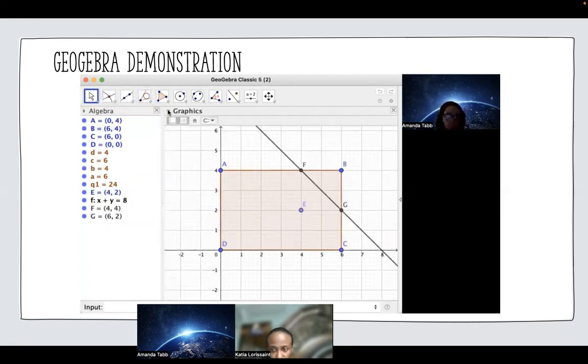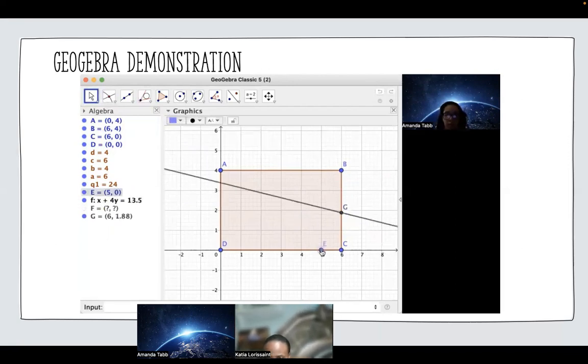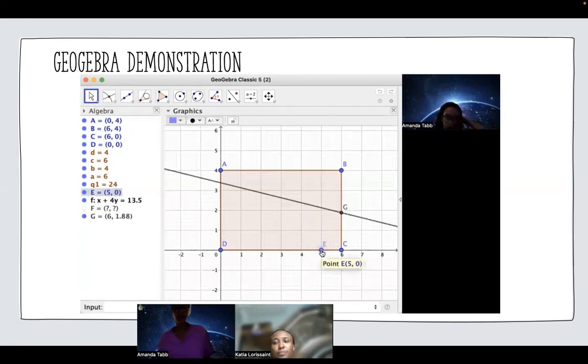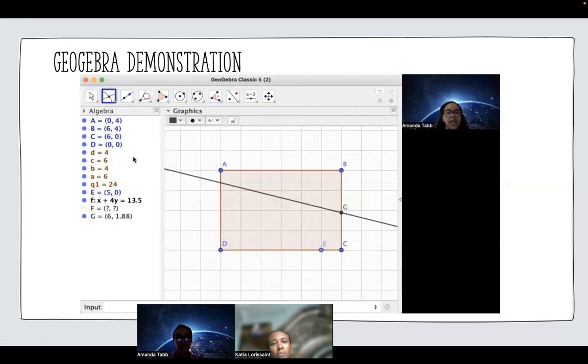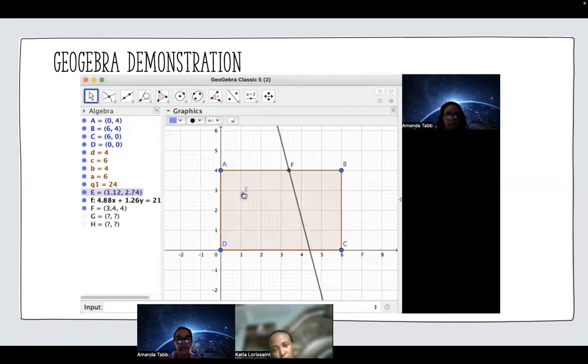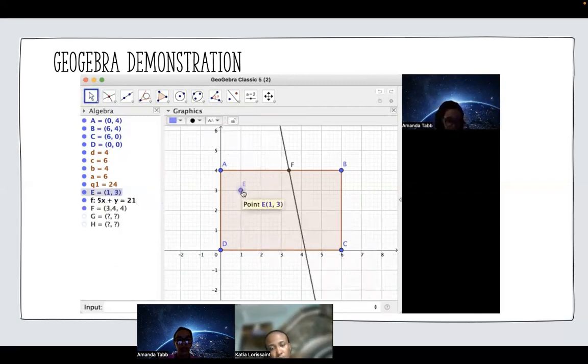As we drag, first we're going to drag this point to (5, 0). And then intersect this line right here, as we hide the axes first. We're going to pick intersect right here. So now we have a point H. We can put the axes back. And then we're going to drag the point to (1, 3) up here. Then we're going to use the intersect tool to intersect right here.